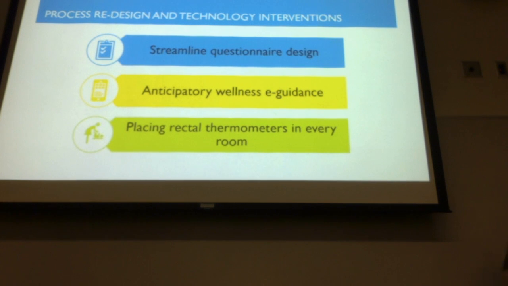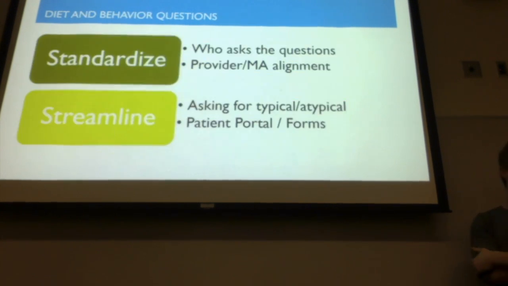One being streamlining the questionnaire design, which often relates to removing the redundancy in the EMRs, in the questions that are present there. The second being the anticipatory wellness e-guidance, which relates to potential time savings in terms of offloading a lot of clinical tasks to electronic sources. And the third is a small but significant one, which is placing rectal thermometers in every room. And now we'll touch upon each of them.